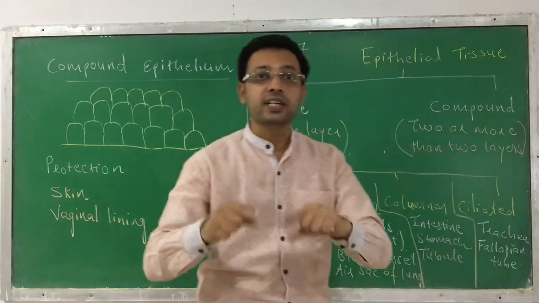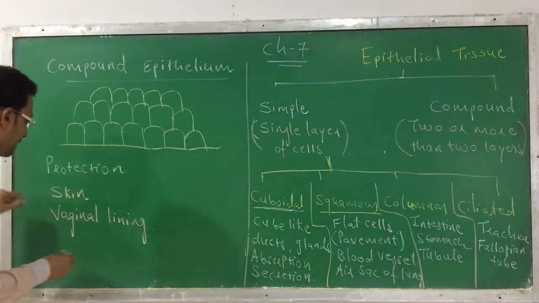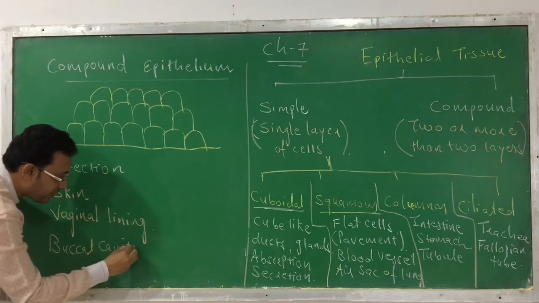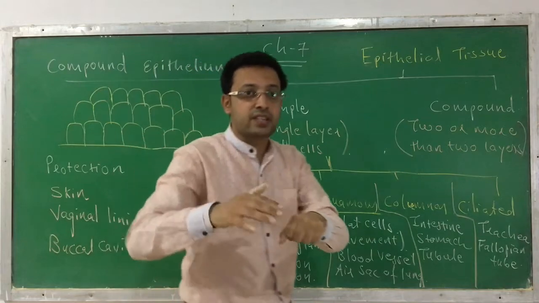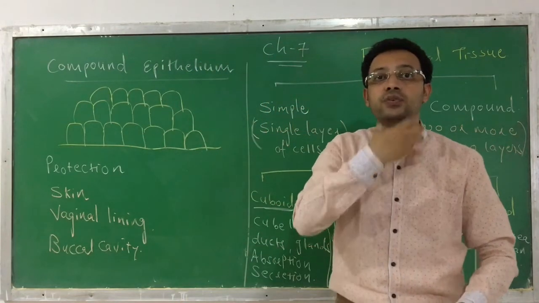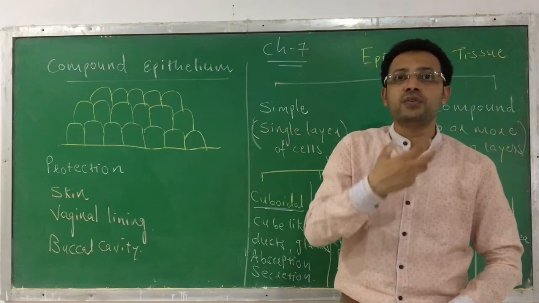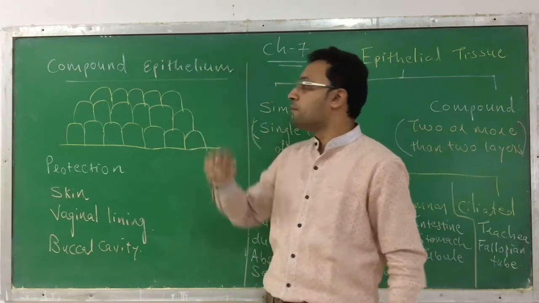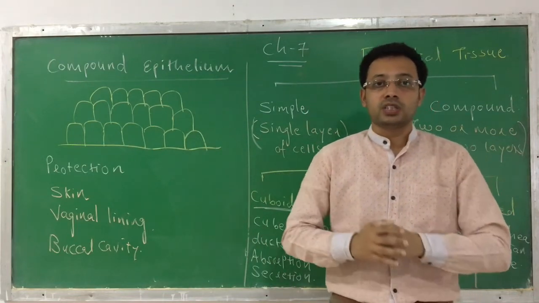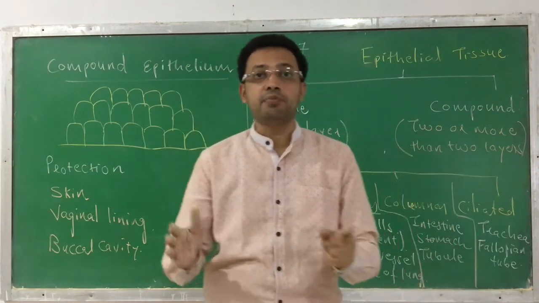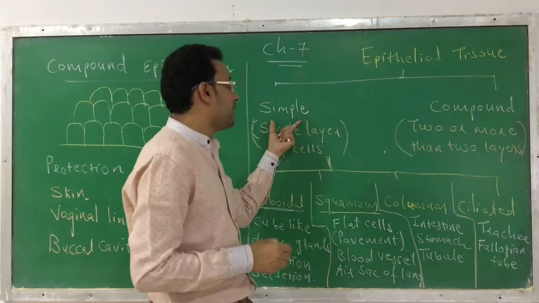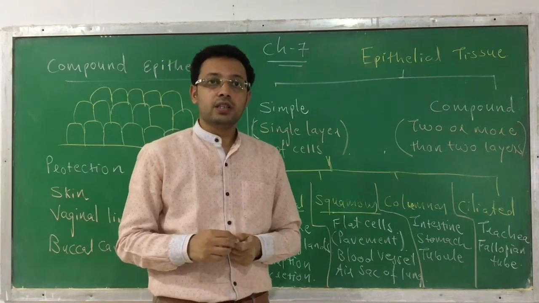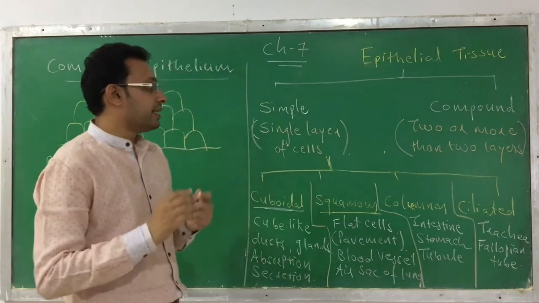Where more wear and tear occurs, for example the buccal cavity or vaginal lining, where there is more friction, like the food that passes through it. The friction of food with this lining damages the cells. At those sites this compound epithelium is present. So this is regarding the different types of epithelial tissue: simple epithelial tissue, and the second one called compound epithelial tissue. So that is about the simple and the compound.